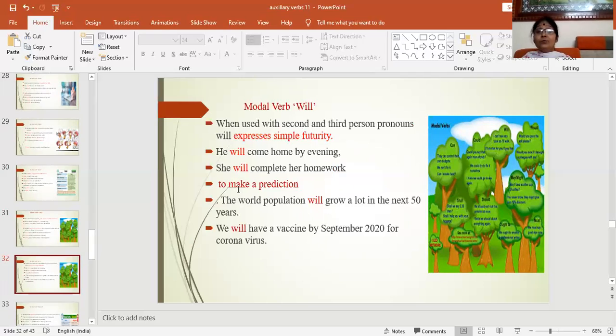Modal verbs are used to make predictions. For example, the world population will grow a lot in the next 50 years. We will have a vaccine by September 2020 for coronavirus. So we use will for future prediction, right?